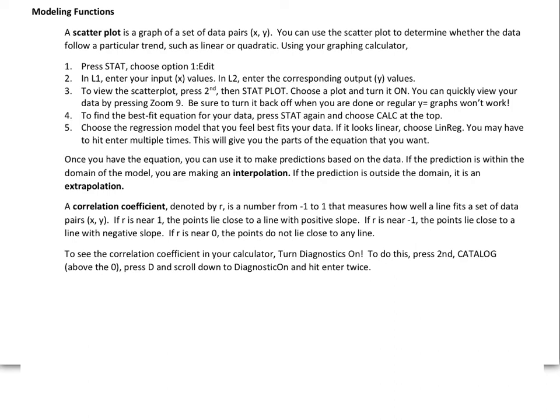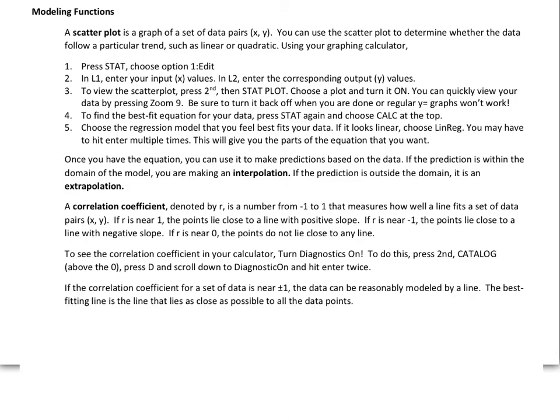Now, to see the correlation coefficient in your calculator, you're going to have to do a special little trick. You're going to have to turn the diagnostics on. You're going to press 2nd Catalog, which is right above the 0. And then you can either press the D button on the calculator or just scroll all the way down to DiagnosticOn. And then you're going to have to hit enter twice, and that will turn it on. And then when you do your STAT CALC, you will get the r value. So if you're doing a linear regression and you go STAT CALC linear regression and you get an r value near +1 or -1, then you know, yeah, that line reasonably models my data.